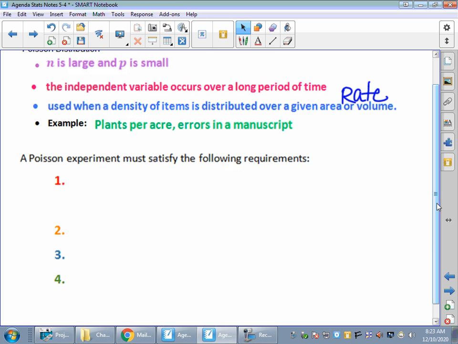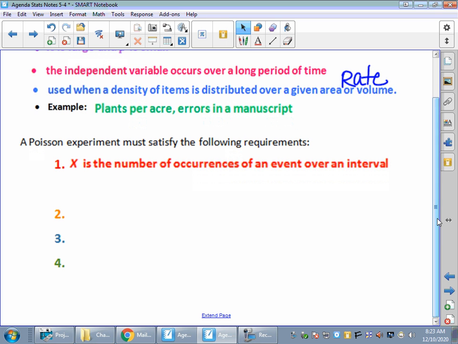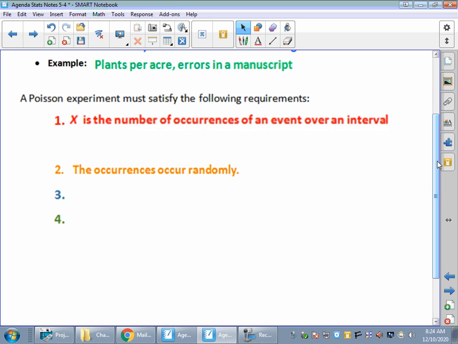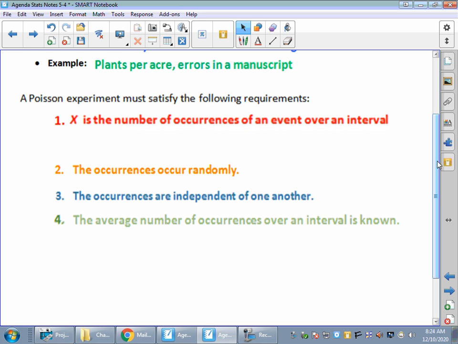So here's my requirements for a Poisson experiment. X is the number of occurrences over an interval. It's a rate. The occurrences occur randomly, like think about typing up a paper or something, the number of errors, it's just random. It just happens. The occurrences are independent of one another. So one error does not affect another unless your hands are on the wrong spot on the keyboard.